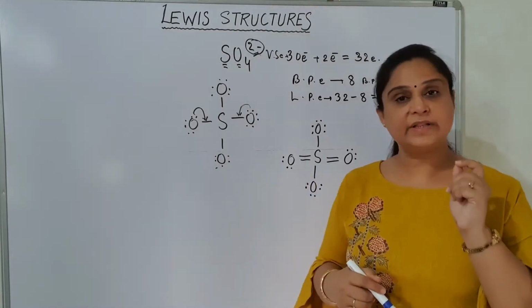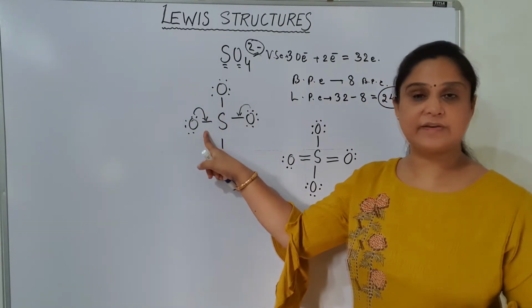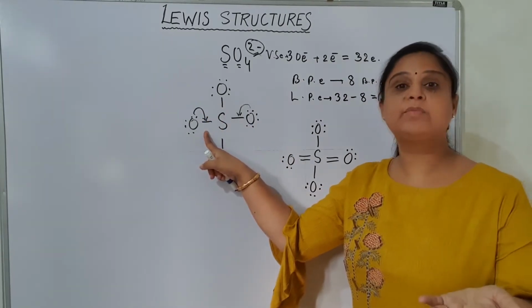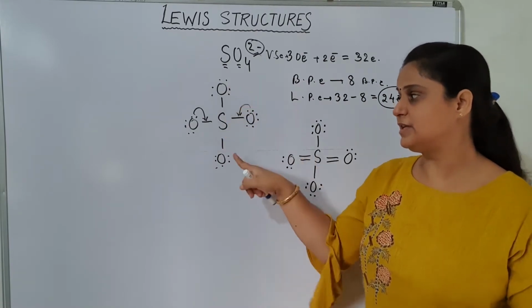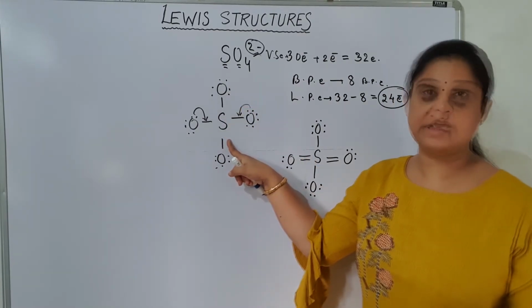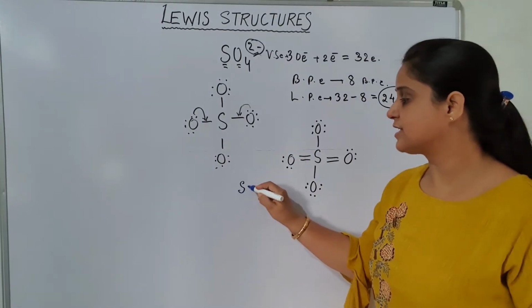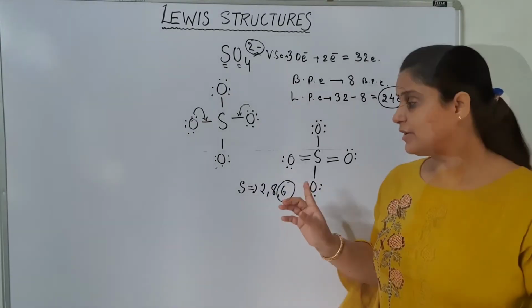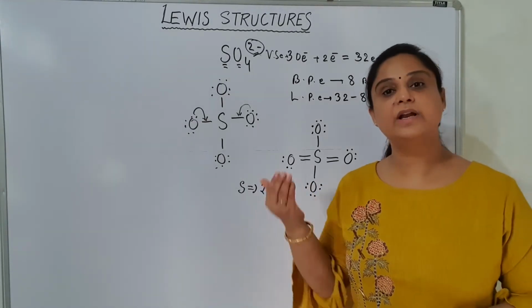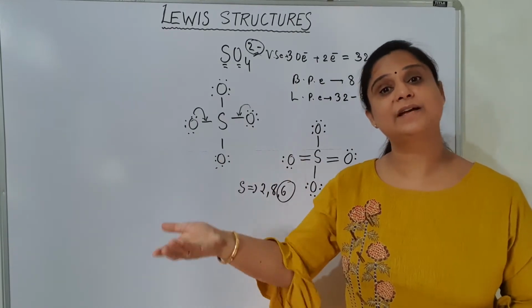Now, definitely one thing will be coming in your mind, ma'am, these electrons can be shifted to the middle sulfur atom and it can make more and more bonds. So why should we not shift these two electrons also in between the sulfur and oxygen? The reason is this: how many electrons is sulfur having in its outermost shell? The configuration of sulfur is 8 and 6. So if it is having 6 electrons in the outermost shell, how is it possible for the sulfur to get connected using 8 electrons?